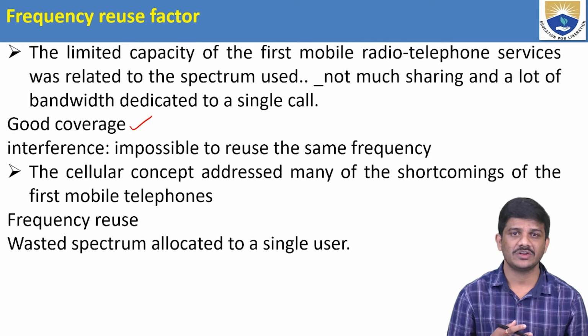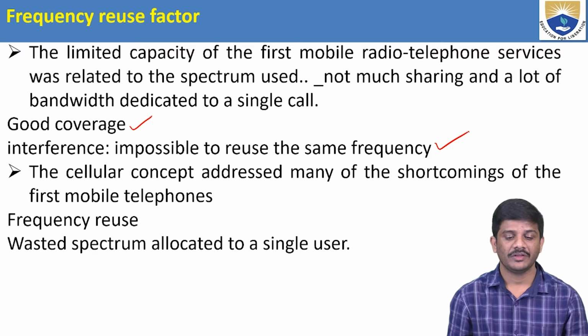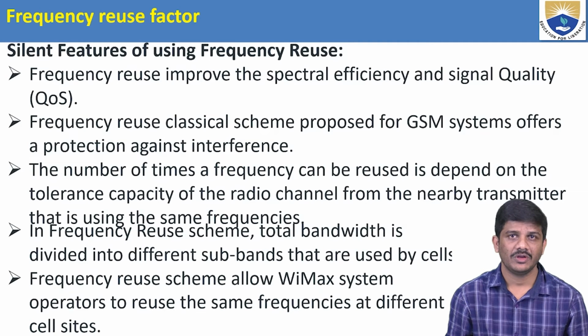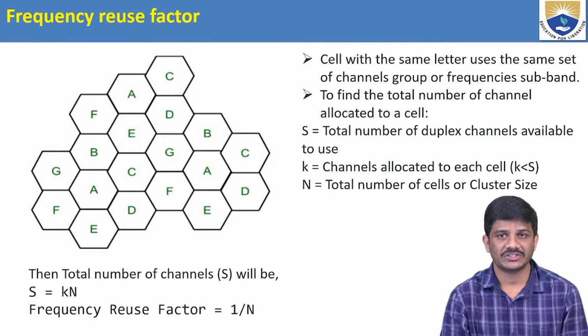Whenever we use the frequency reuse concept, we can give a good coverage area to the particular subscribers. But interference also will be there, since it is impossible to reuse the same frequency without it. Then we can see other methods to overcome the interference between two cells. Coming to the salient features of using the frequency reuse concept, you can observe here this cluster.